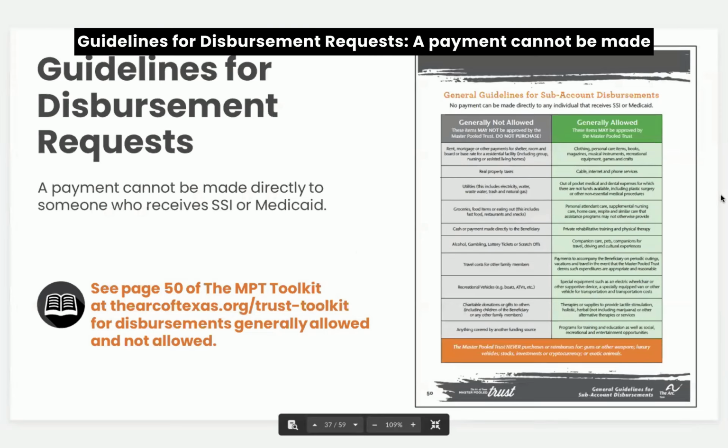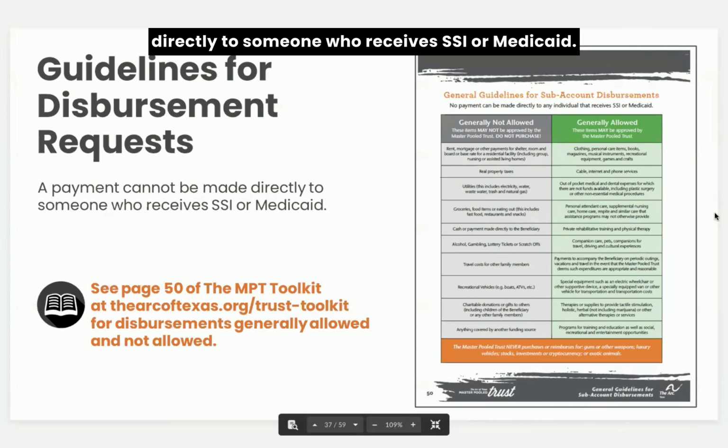Guideline for disbursement requests. A payment cannot be made directly to someone who receives SSI or Medicaid. Please see page 50 of the MPT Toolkit at thearcoftexas.org/trust-toolkit for disbursements generally allowed or generally not allowed.